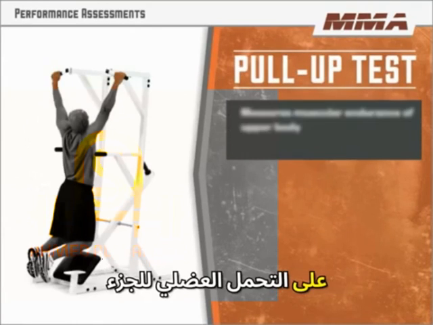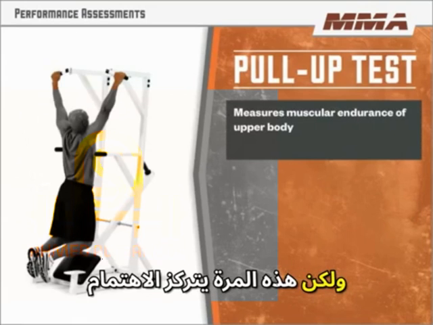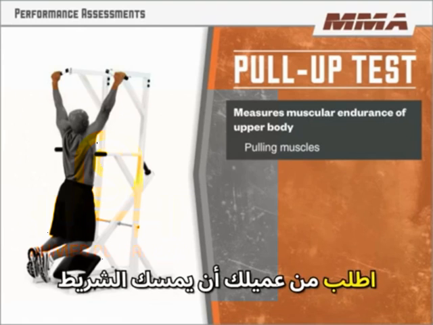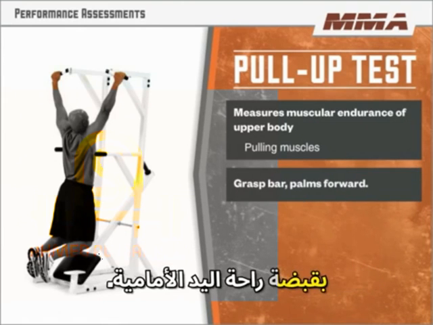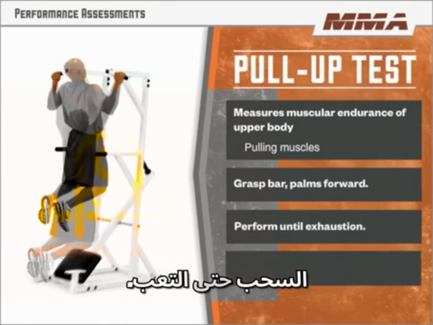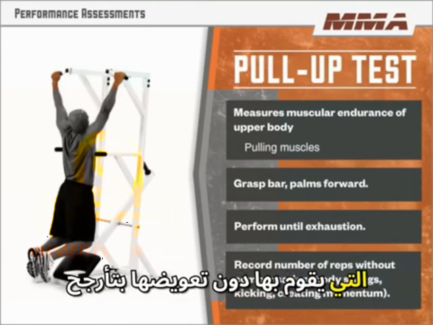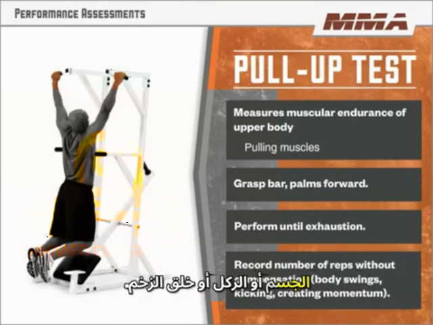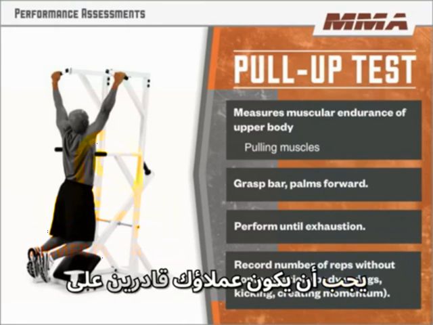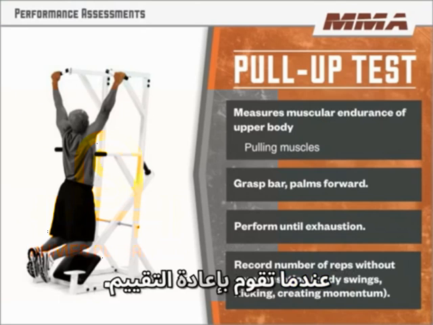The pull-up test also measures muscular endurance of the upper body, but this time it's primarily in the pulling muscles. To perform this test, have your client grasp the bar with the palms forward grip. He should perform the pull-up exercise until exhaustion. Record the total number of repetitions he performs without compensating with body swings, kicking, or creating momentum. Your client should be able to perform more pull-ups when you reassess.